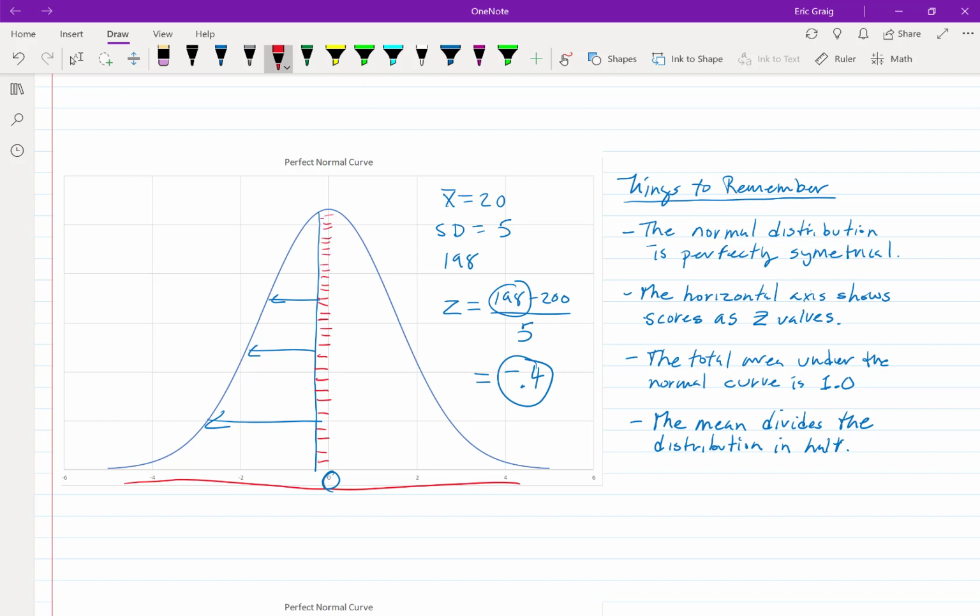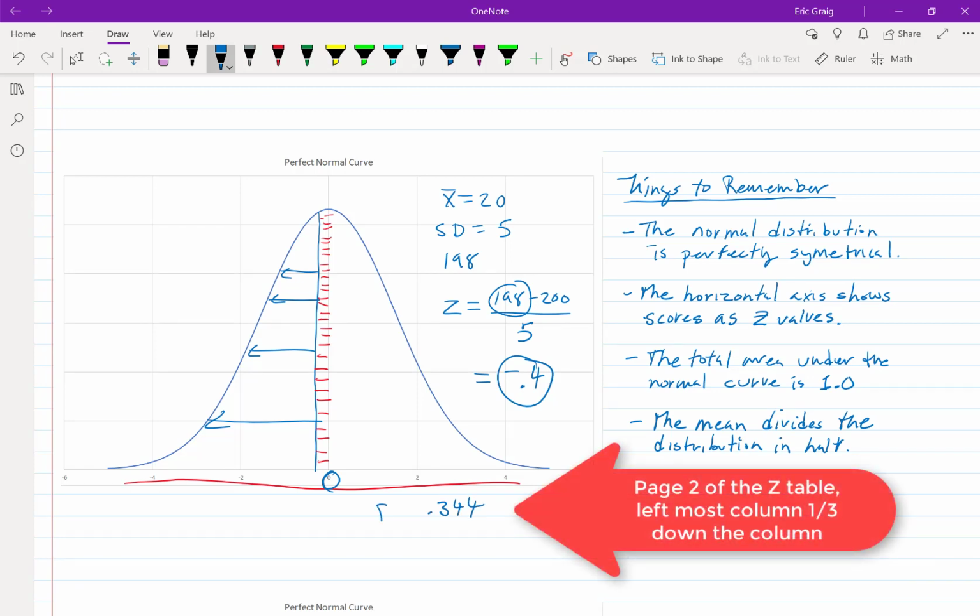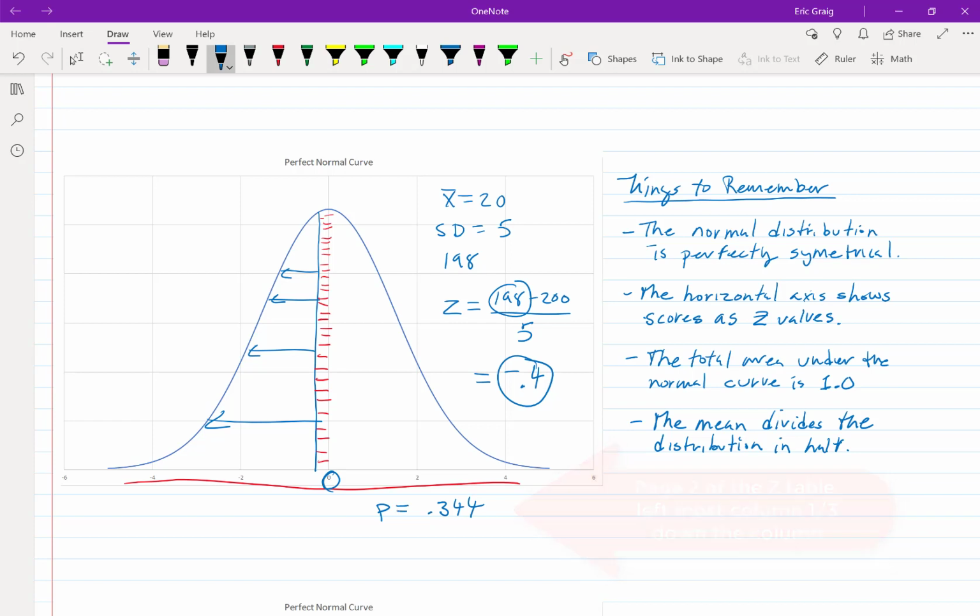And you're also going to find, as I said before, this area in the tail. For this kind of a problem, you want the area in the tail. And that area is going to be equal to 0.344 or thereabouts. I'm going to write it as P. We'll be using P later, but it's the same as saying percentile for all intents and purposes. So you can say now that 34.4% of the students scored below 198. So that's the first example that I'm going to give you.